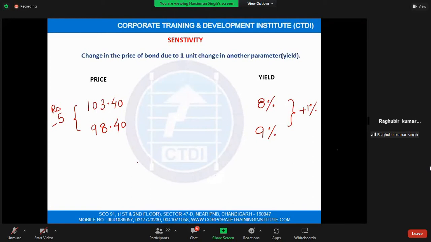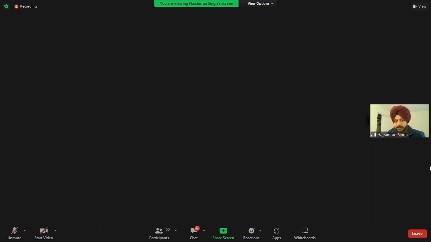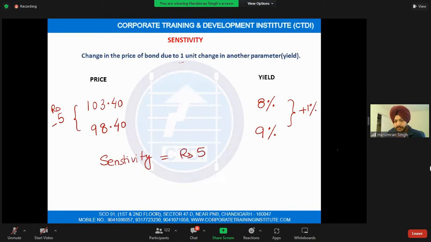So what is the change in 1 unit? The change in yield is 1% and there is a change in price. So I could say sensitivity is 5 rupees. That means for 1% change in the interest rates, the price will go up or down by 5 rupees. Is that clear?